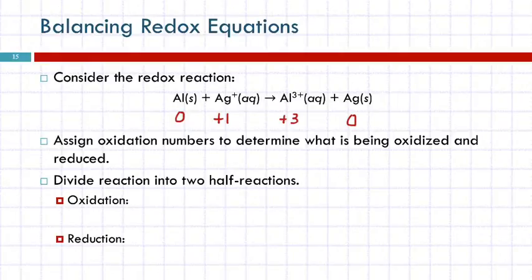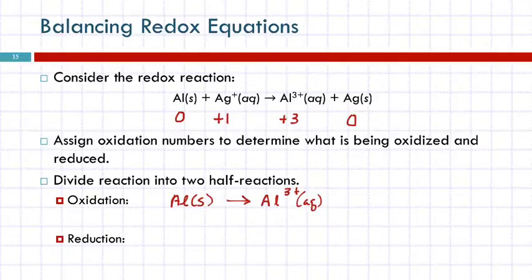So we'll take the aluminum solid going to aluminum ion, aqueous. That is a half reaction that just describes the oxidation. It can't happen by itself, and we're not saying that it does. We're just taking it apart so that we can figure out how it's balanced.